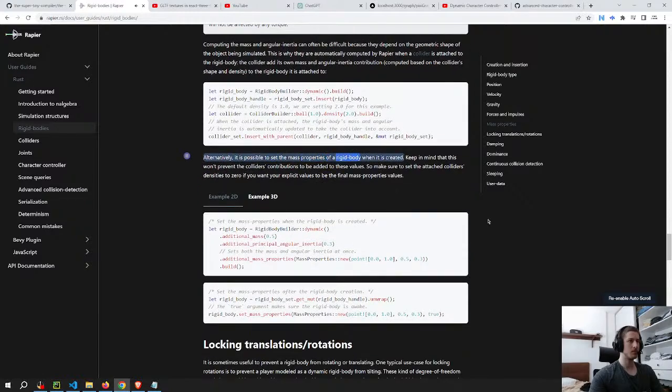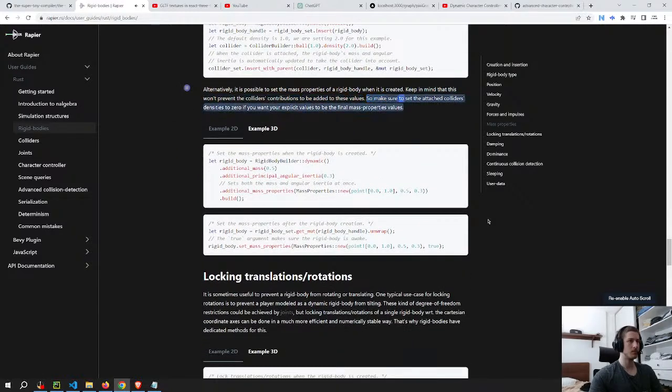Alternatively, it is possible to set the mass properties of a rigid body when it's created. Keep in mind this won't prevent the collider's contributions from being added to these values. So make sure to set the attached collider's density to 0 if you want your explicit values to be the final mass properties values. Example 2D, example 3D: set the mass properties when a rigid body is created. let rigid_body = RigidBodyBuilder::dynamic().additional_mass(0.5) (not additional_principal_angular_inertia).